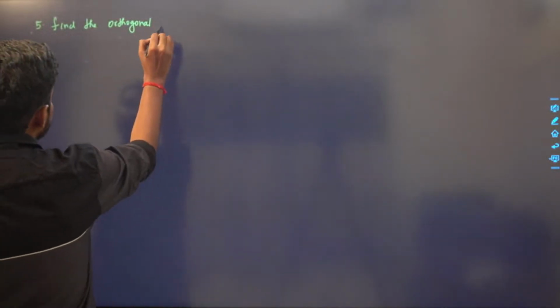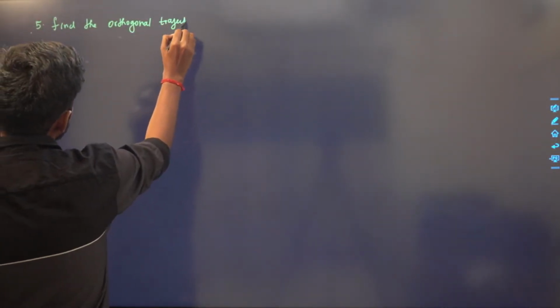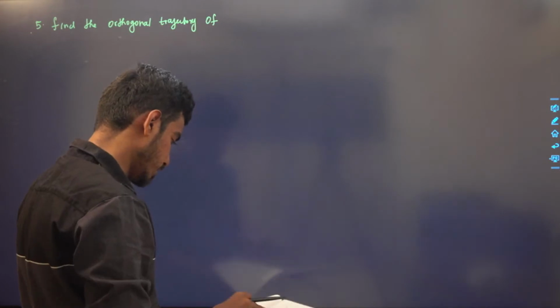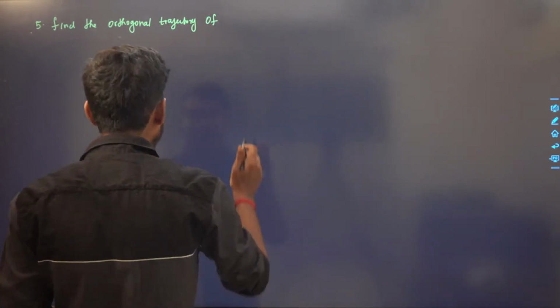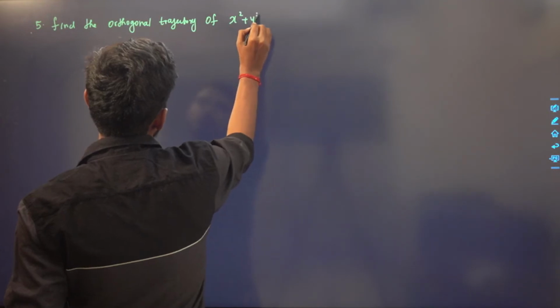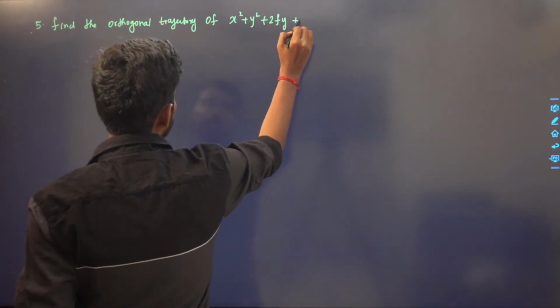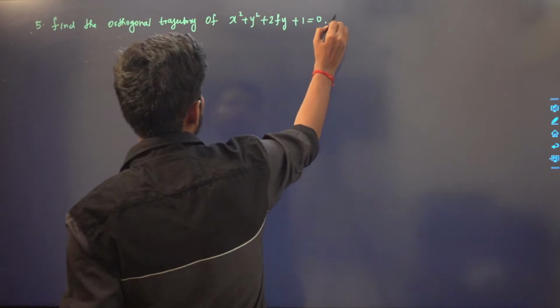To find the orthogonal trajectory, no doubt, right? Okay. Find the orthogonal trajectory of, this is the last problem I'm going to solve today, x square plus y square plus 2fy plus 1 is equal to 0, where f is a parameter.